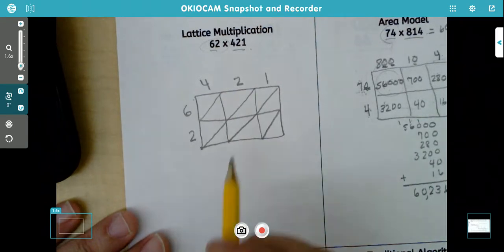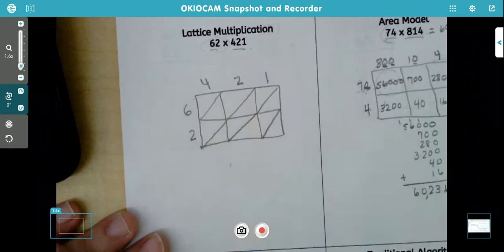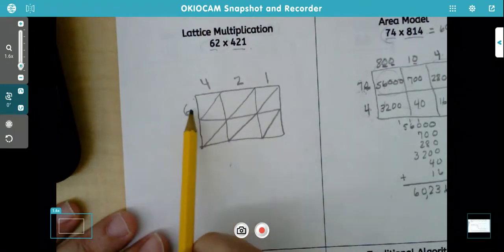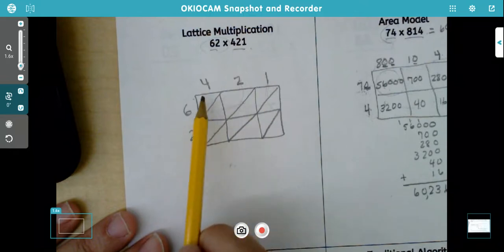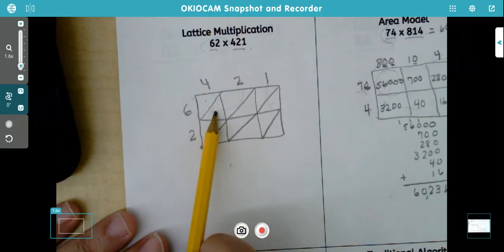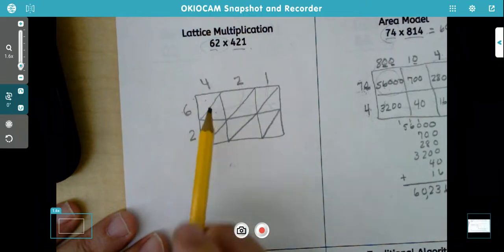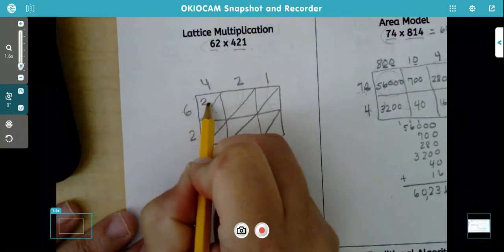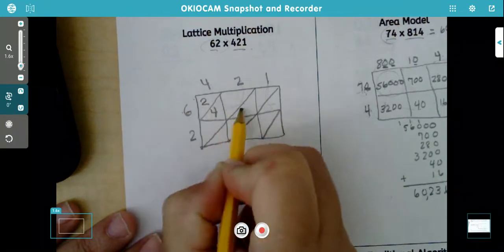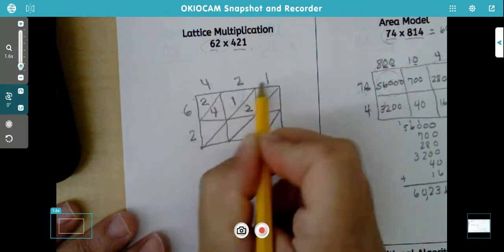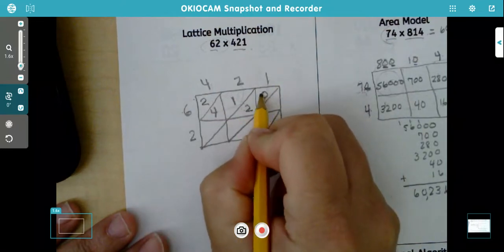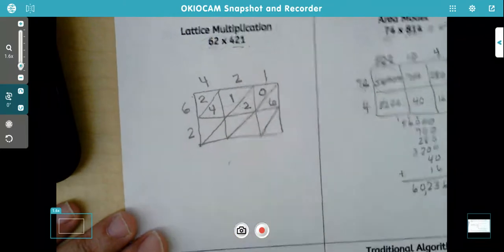Okay. So here we're doing single digit multiplication. And when we do that, again, at this intersection of the two numbers, the 10's digit goes here, and the 1's digit goes in this side of the box. So 6 times 4 is 24. So 2 here, 4 here. 6 times 2 is 12, 1 here, 2 here. 6 times 1 is 6, 0 here, 6 here.